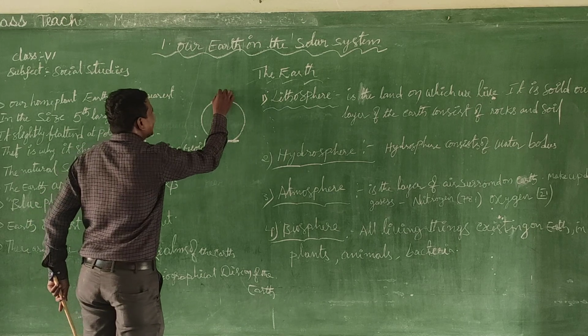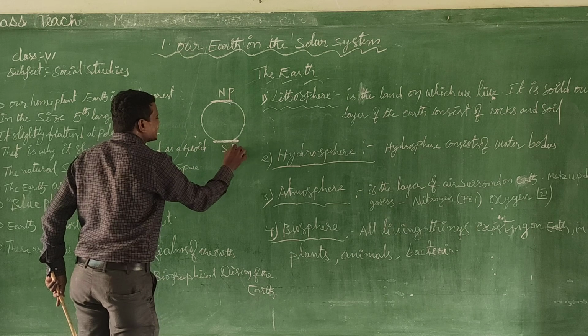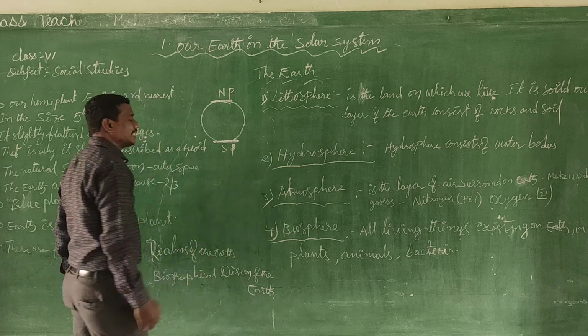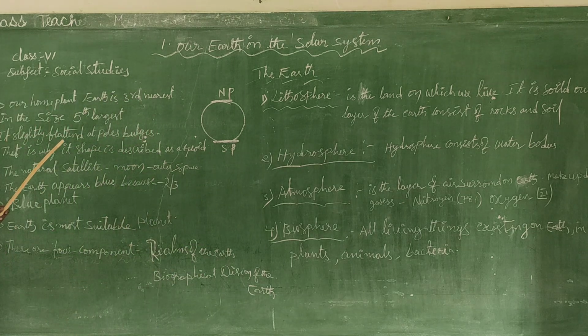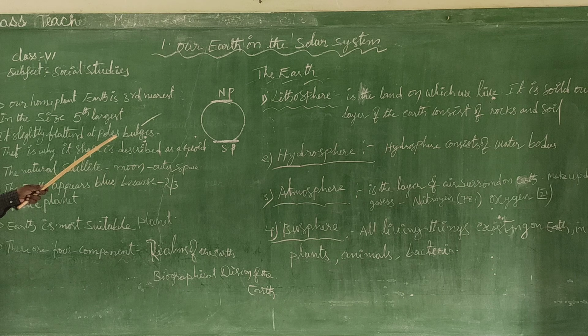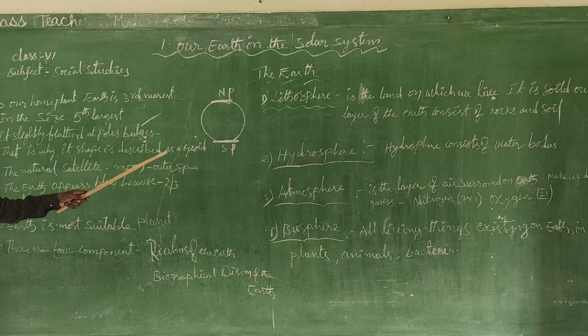It is slightly flattened at the poles. So this is the North Pole, this is the South Pole. The polar regions of the Earth's surface are a little bit flattened. It is slightly flattened at the poles and bulges in the middle. Bulges means a round swelling, children. In the middle, it bulges, a round swelling. That is why its shape is described as a geoid.